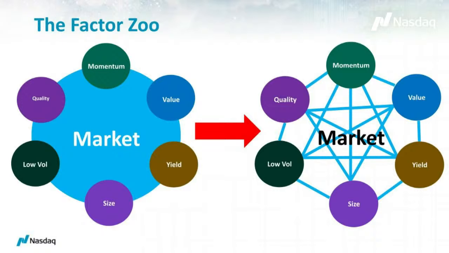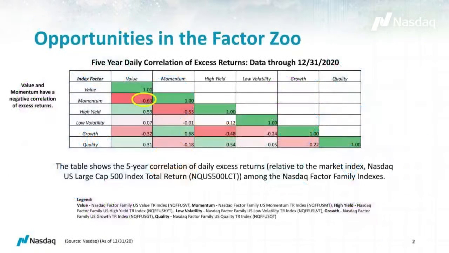And what's interesting, in this whole web, we see different factors perform different ways relative to different volatility profiles and return characteristics in the marketplace. And these factors can be combined in different ways. That's what you see on that web on the right-hand side. An interesting way of looking at the opportunities is analyzing correlations. In this study, we compared the correlation of excess returns of these different factor indices. These are using the Nasdaq Factor Family Index suite, where you can see value, momentum, growth, low volatility. And this is comparing the excess returns to the Nasdaq US Large Cap 500 Index.